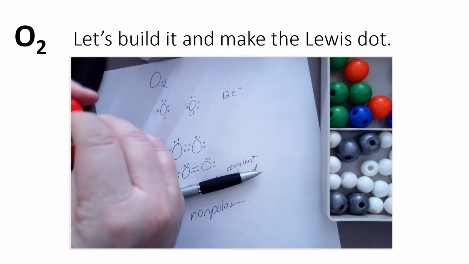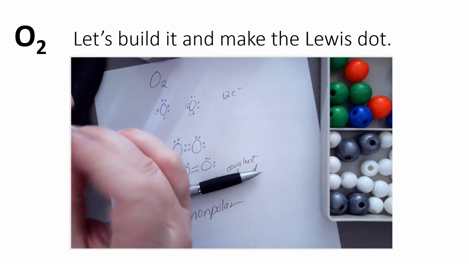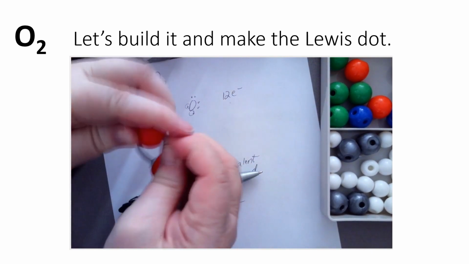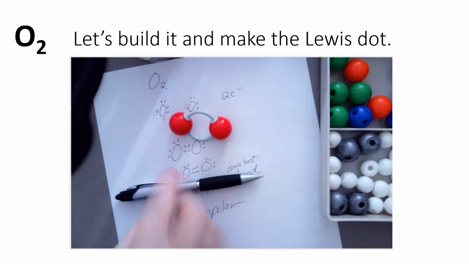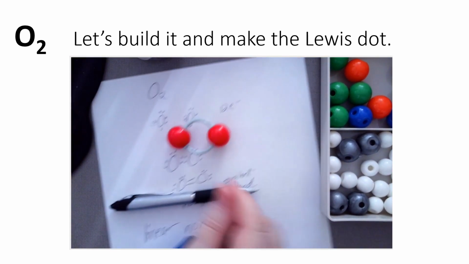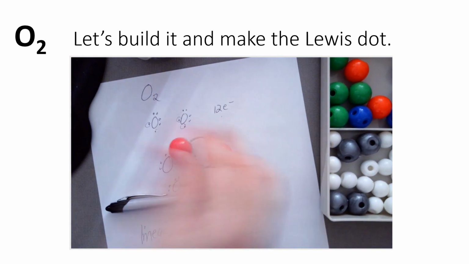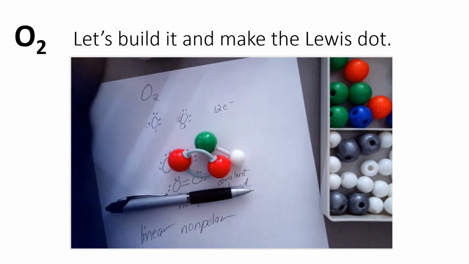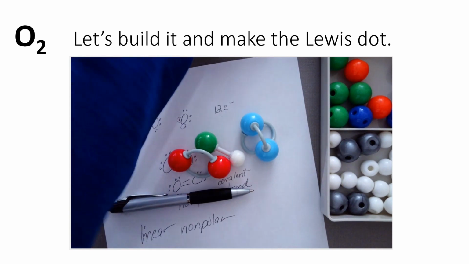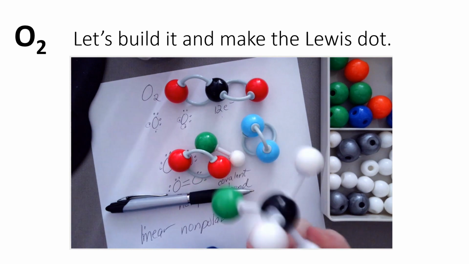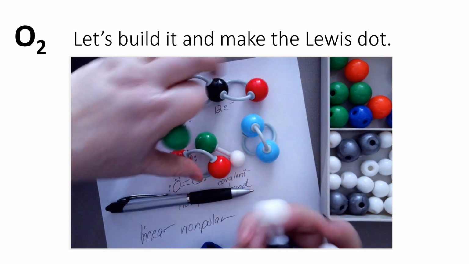Oxygen to oxygen, there we go. So this is a nonpolar molecule with nonpolar bonds and a linear shape. So linear, linear, linear, tetrahedral, linear. Okay.